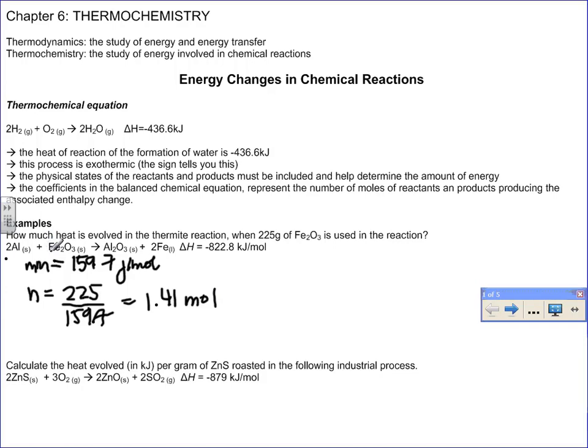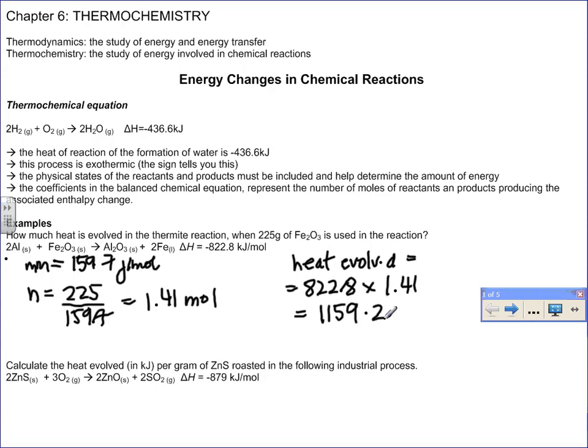So if we look at the relationship, it's essentially a 1-to-1 ratio. For every 1 mole of iron oxide, we release this amount of energy. So if we're using 1.41 moles, then the heat evolved, or the energy released, is going to be equal to 822.8 times 1.41, which is equal to 1159.2 kilojoules.